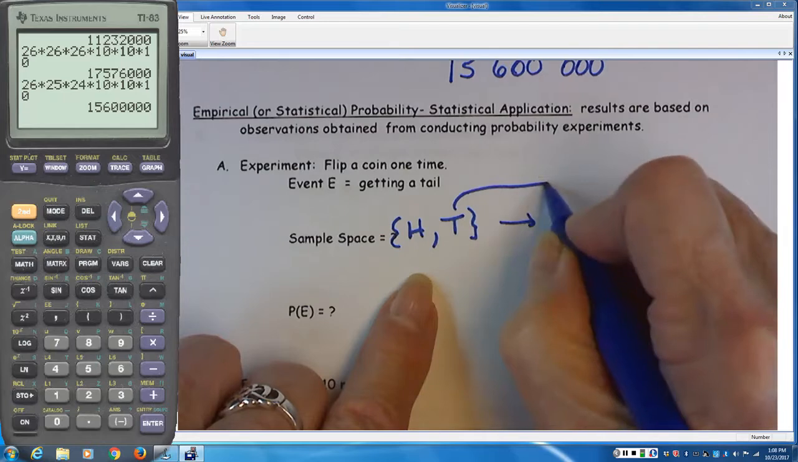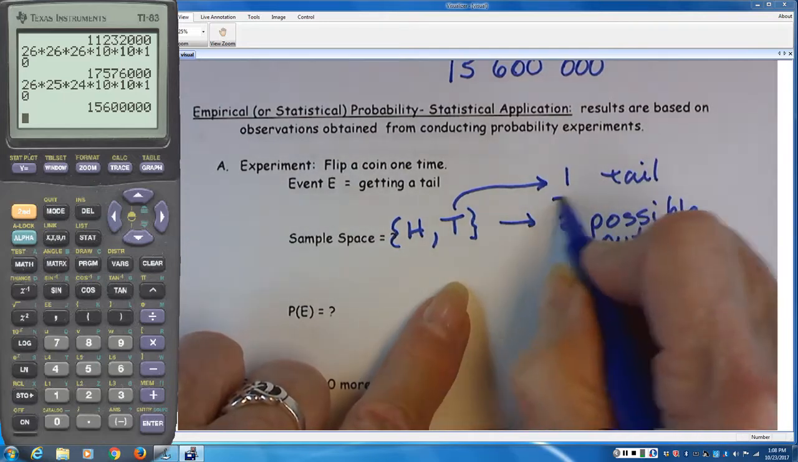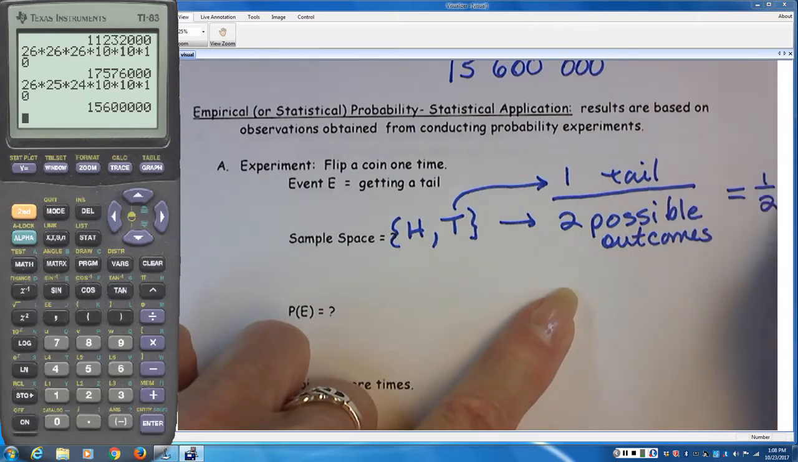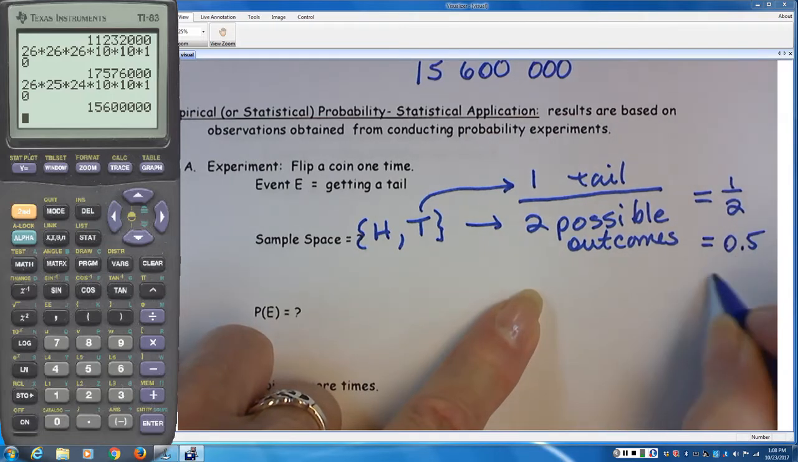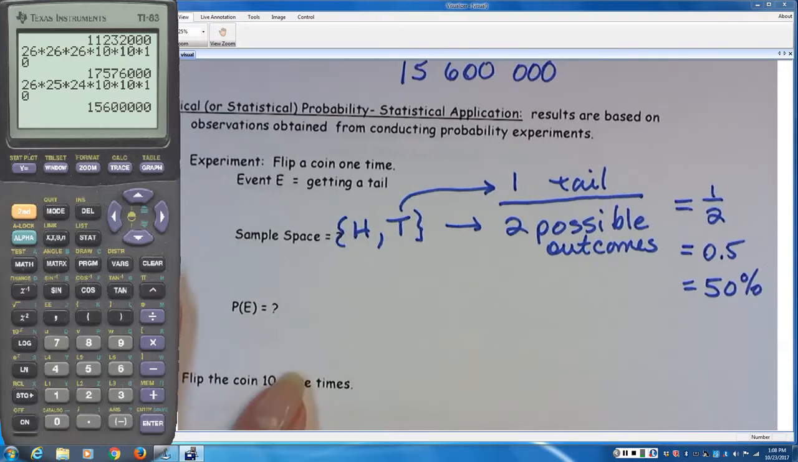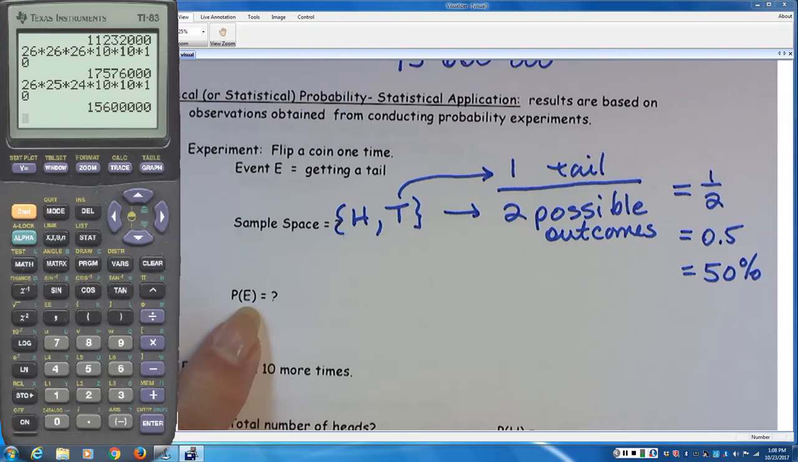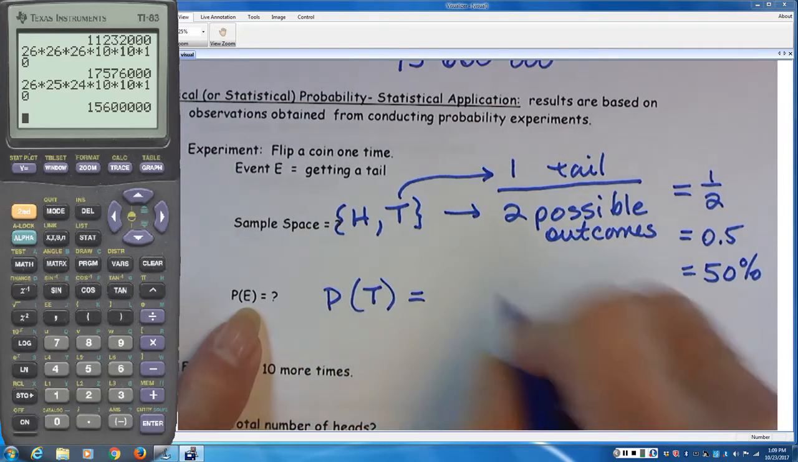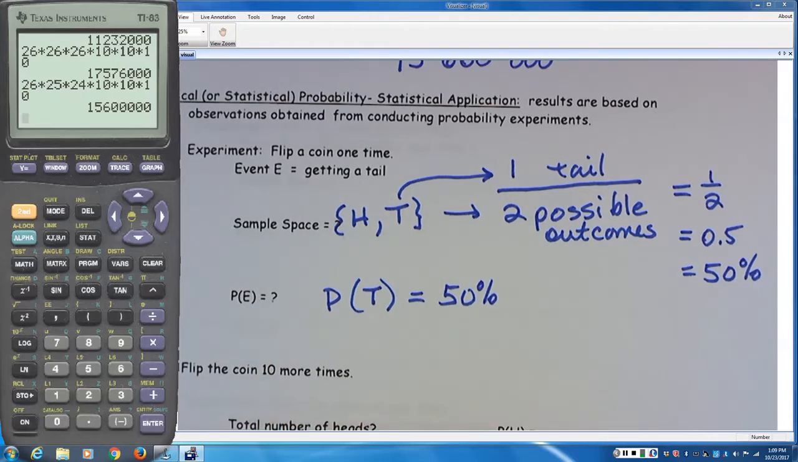But only one of those is a tail. So 1 over 2 tells you that the probability is 1/2 or 0.5 or 50%. So the probability of event E, or the probability of getting a tail, would be 50% or 0.5 or 1/2.